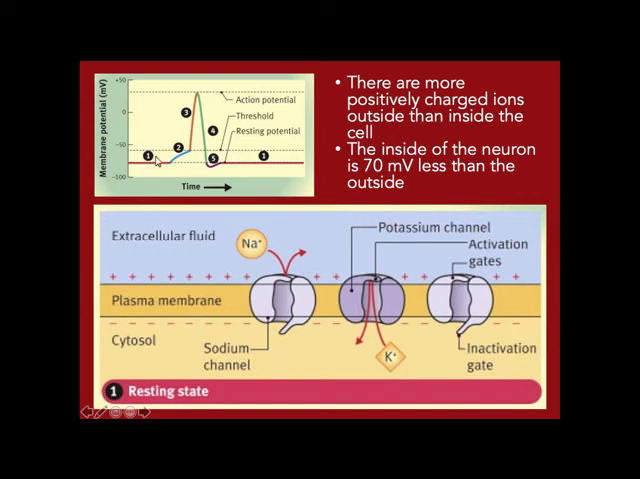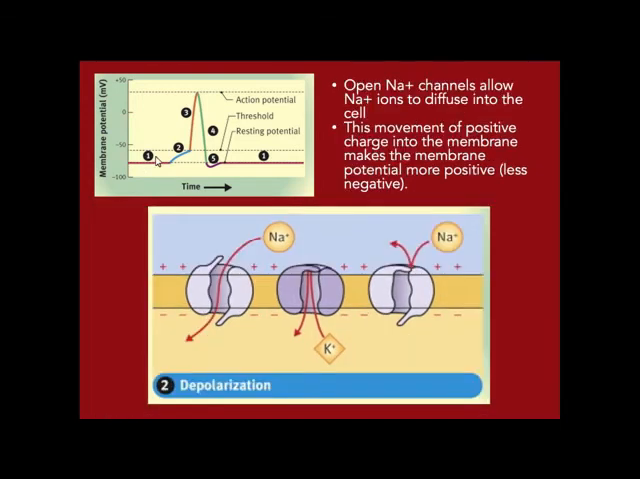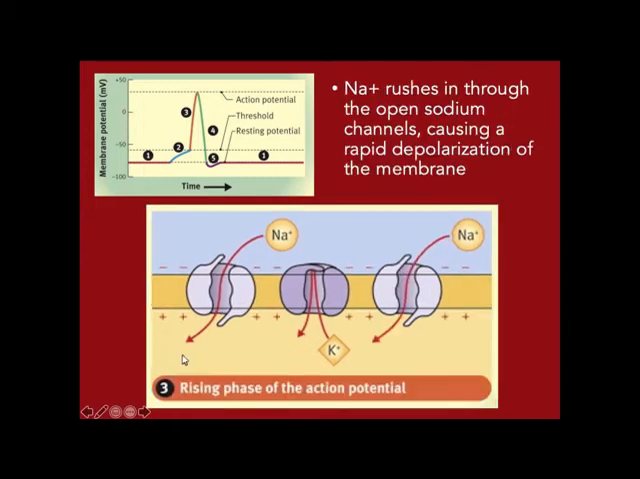All right, so then the sodium channels will open, and then the sodium ions are allowed to diffuse into the cell, okay? So this movement of positive charge into the membrane makes the membrane potential more positive, meaning less negative. So this is what's going on over here, okay? But at this point, the potassium still can't go anywhere, and we only have a few of the channels open, so that's the early depolarization part of it.